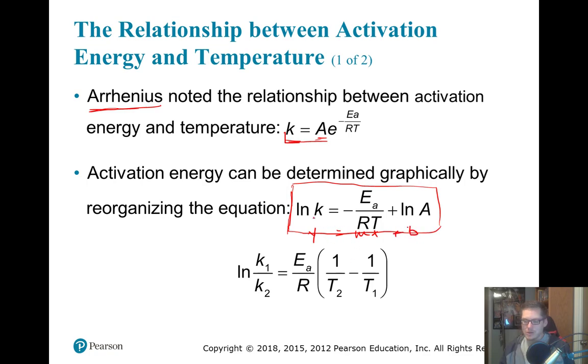So our y value is this, and then our b value would be this. This would be our intercept. And then our m value, well, that's our slope. So this is always just a number, and that number would be our negative Ea over R. That would be our slope, and then our x value would be 1 over temperature. And then for this last one, they took out all this and rearranged it again. So this is an important formula here, the Arrhenius equation.